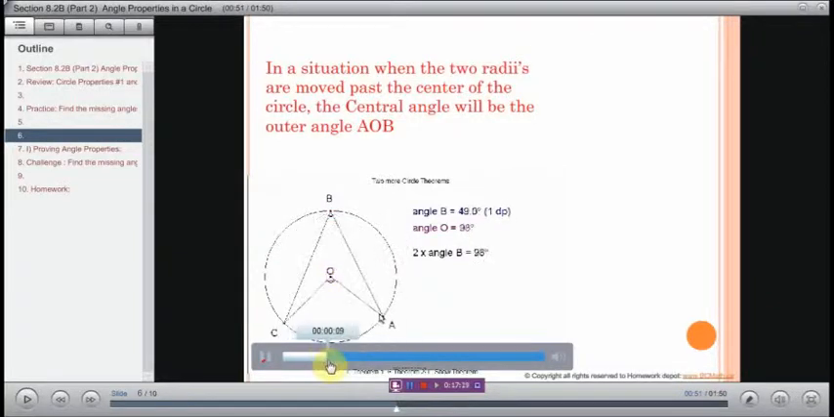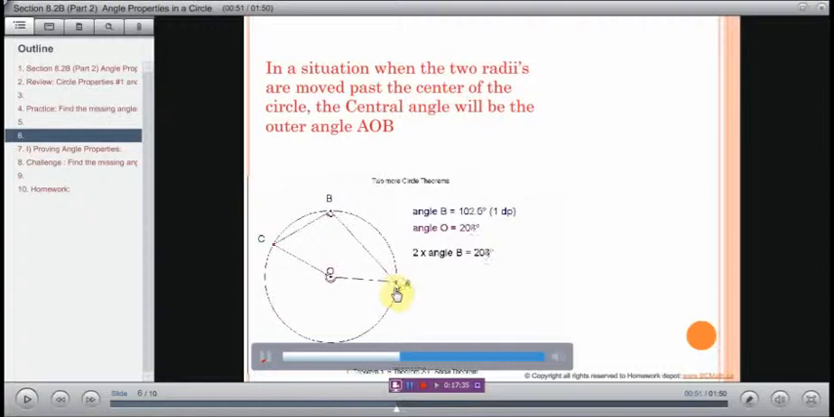Okay, so let me just back up a little bit. So there's angle B, it's 63 degrees. Angle O is always double it. So 64 times 2 is that, and it keeps changing as we move the angles around. But watch what happens when they pull this and pull that, when the radiuses go past it. Now this becomes 120, and then the angle we're looking at is not this inside angle, it's the outside angle. The outer angle then becomes the central angle.